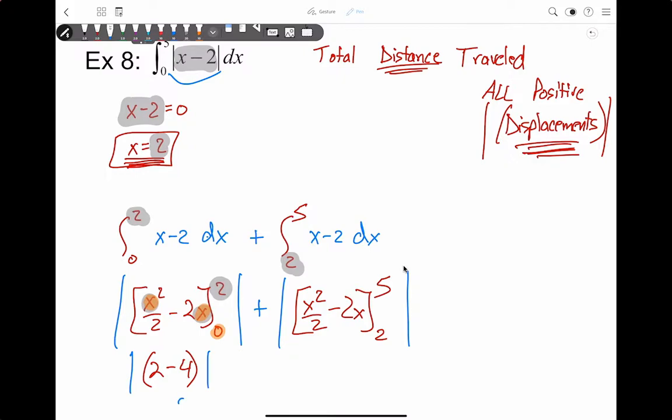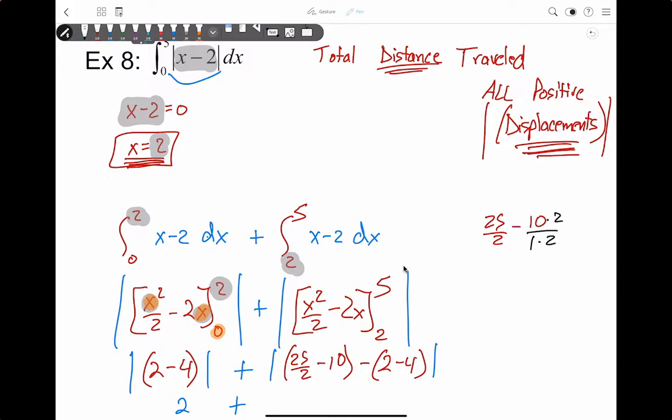Let's go over here to our next interval. We have 5 plugged in to get 25 halves minus 10, and we're going to subtract whenever we plug in 2, which would be what we got over here, the 2 minus 4. Then we will take the absolute value of whatever that is, and add it down here. Let's figure this out with scratch work off to the side. We have 25 halves minus 10. To get a common denominator, since this has a 1 down here, I'm going to multiply by a form of 1, which is 2 over 2. We get 25 minus 20 over 2. So this is just 5 halves.